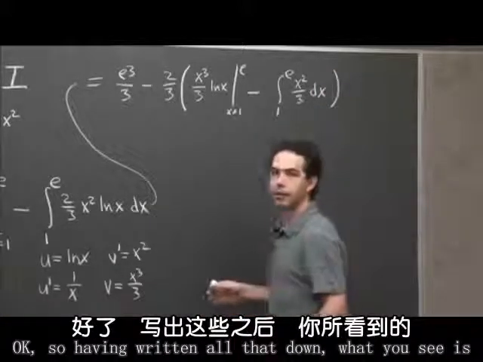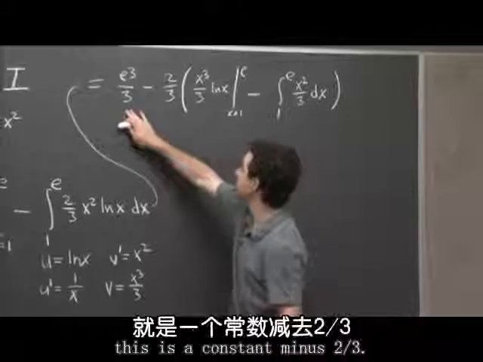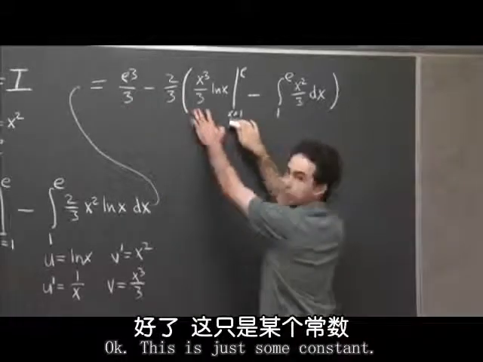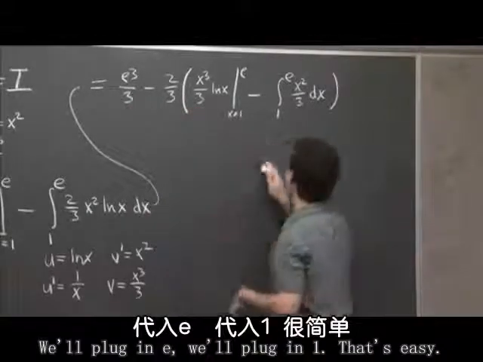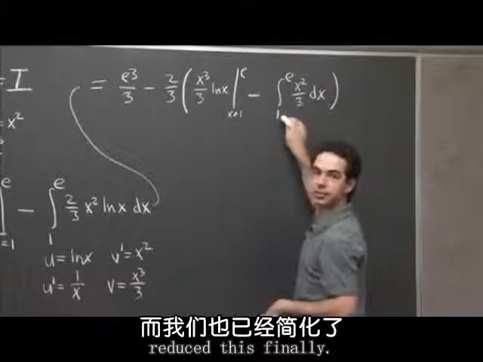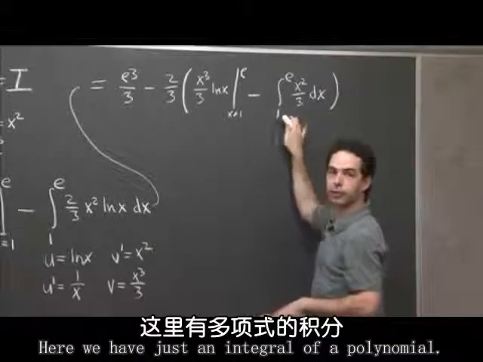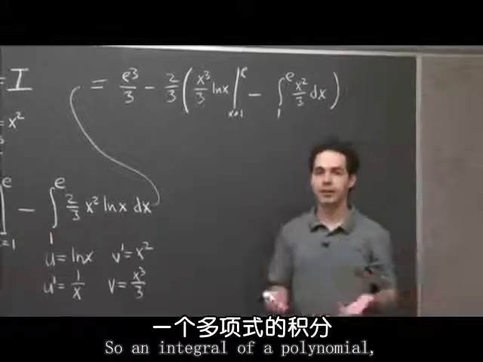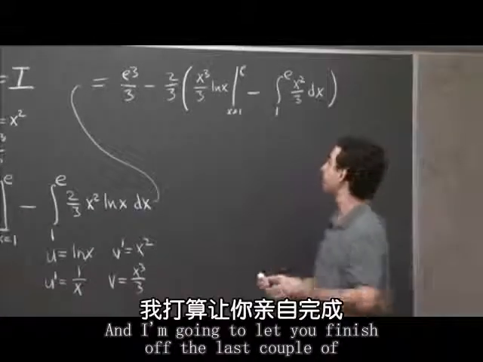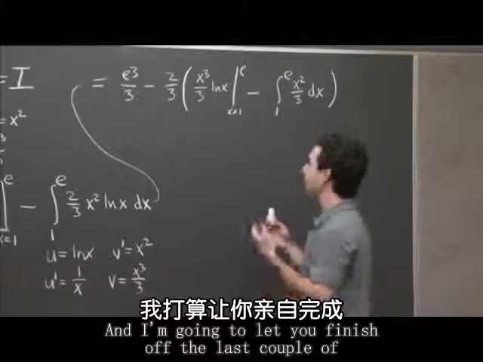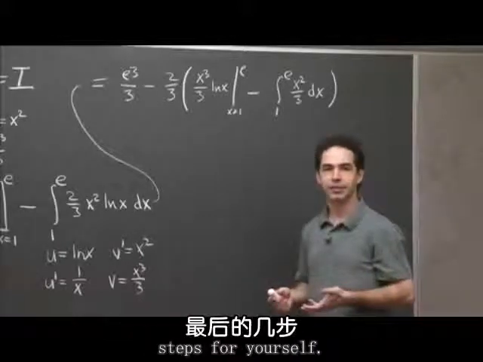Okay, having written all that down, what you see is this is a constant, minus 2/3 of some other constant. We'll plug in e, we'll plug in 1. That's easy. And now we have an integral, and we've reduced this finally. Here we have just an integral of a polynomial, and that's easy to compute. You can do it yourself. I'm going to let you finish off the last couple of steps for yourself.